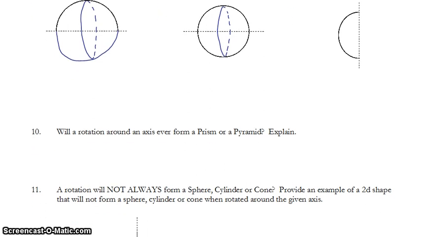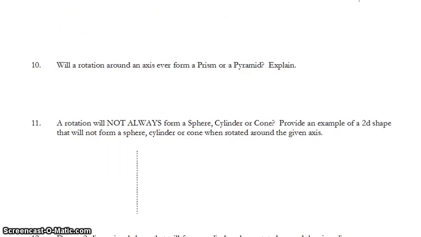Okay. The video and a bit of my explanation will give you an idea as to what happens here. Will a rotation around an axis ever form a prism or a pyramid? And the answer is no. And using the terminology in the video, it can tell you that it's because you're always getting curved edges, and prisms and pyramids do not have curved edges.